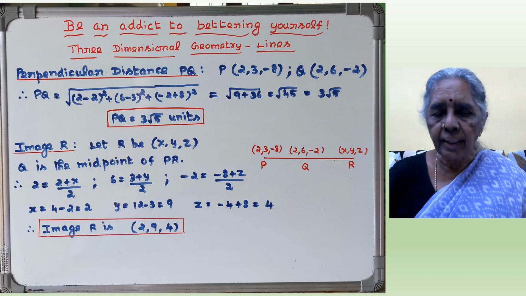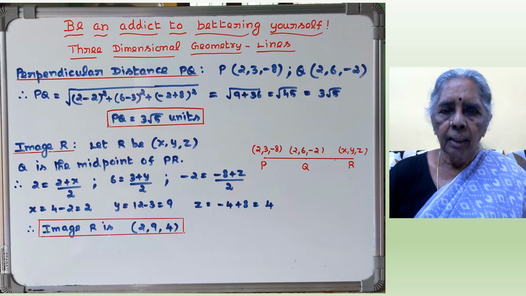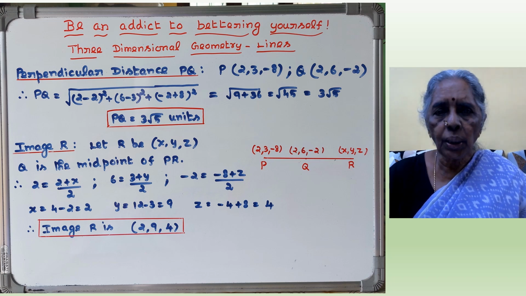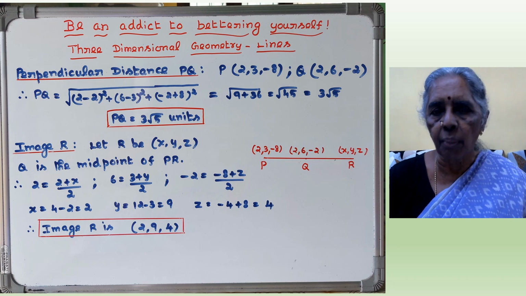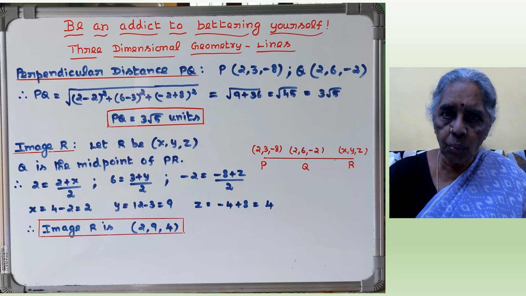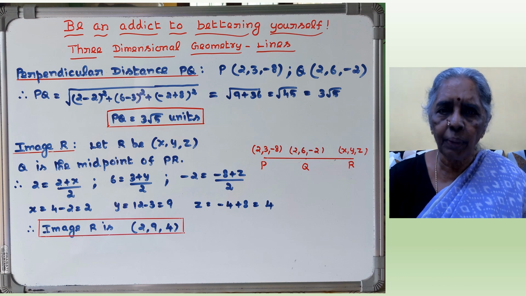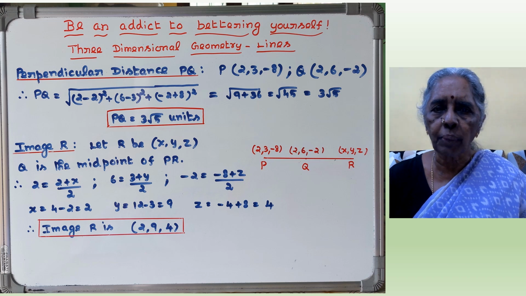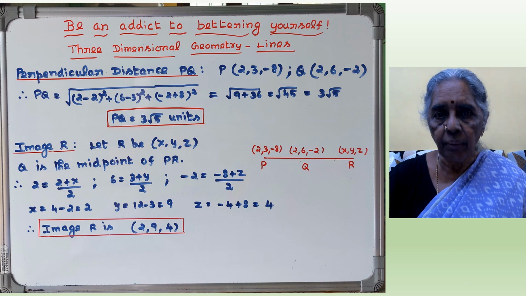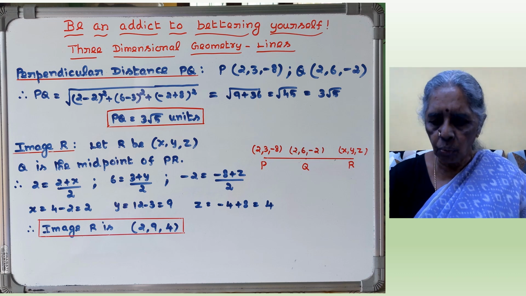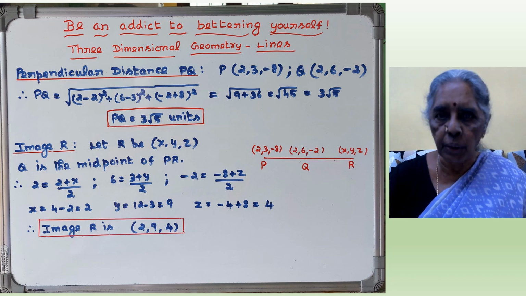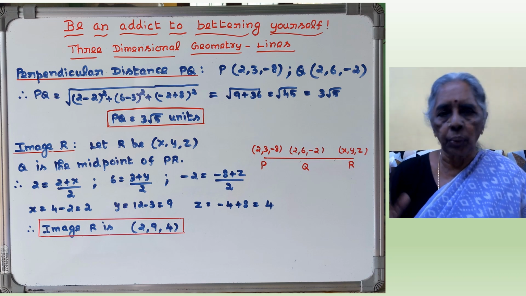Now, the second is we want the perpendicular distance PQ. You know P. What is P? 2, comma 3, comma minus 8. Q we have found: 2, comma 6, comma minus 2. So the distance PQ will be, you know the distance formula? Root of x2 minus x1 the whole square plus y2 minus y1 the whole square plus z2 minus z1 the whole square. When you use that formula, you will be getting root 45, which is root 9 into 5. So 3 root 5 units. So the second answer is the perpendicular distance PQ is equal to 3 root 5 units.